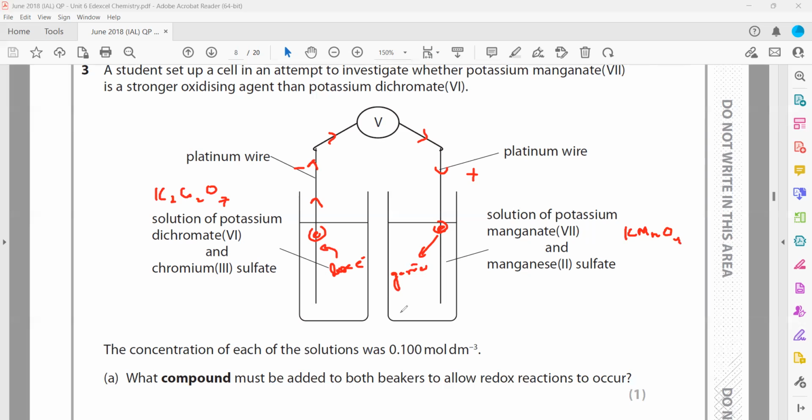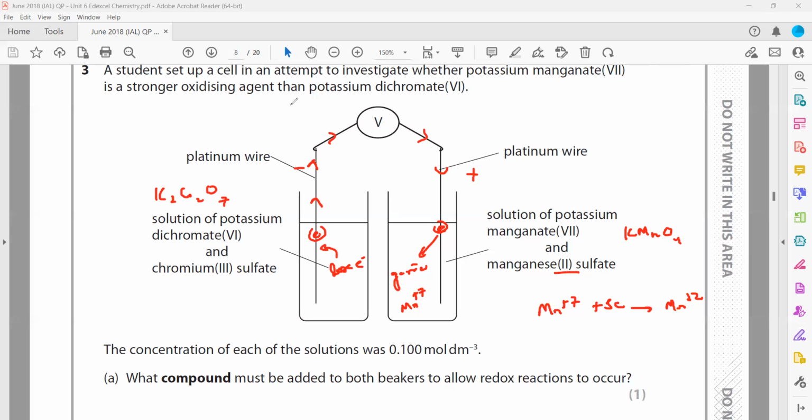So it means Mn7 will gain electrons. When it gains electrons, it will turn into Mn2, because manganese 7 takes 5 electrons and turns into Mn plus 2. So this substance undergoes reduction, or it is acting like an oxidizing agent, as a substance in which reduction happens acts like an oxidizing agent. So potassium manganate gains electrons, so potassium manganate is acting like an oxidizing agent, or it will be a stronger oxidizing agent.